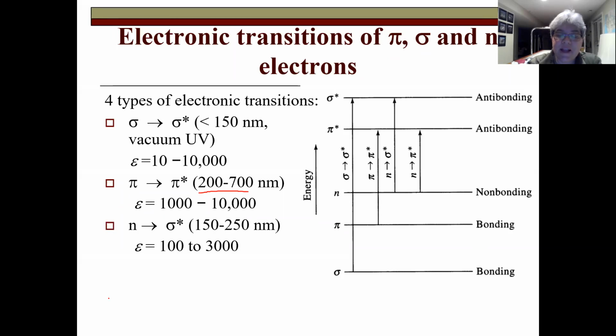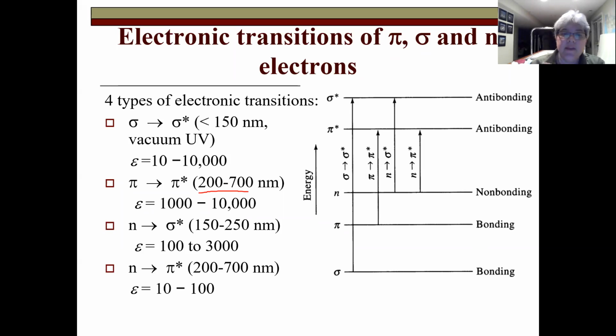Then we can also have an n to sigma star. These are also short wavelength, high energy, and fairly low molar absorptivities. And then finally, there's the n to pi star. And these also, notice, are in that key UV vis range, 200 to 700. Notice their molar absorptivities are quite small. So these would be those forbidden transitions. But remember, forbidden just means they are less strong. They don't occur as frequently, but they're still going to be very useful for us.